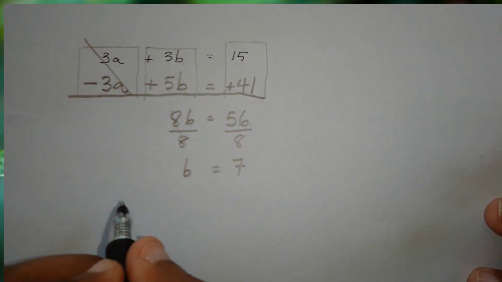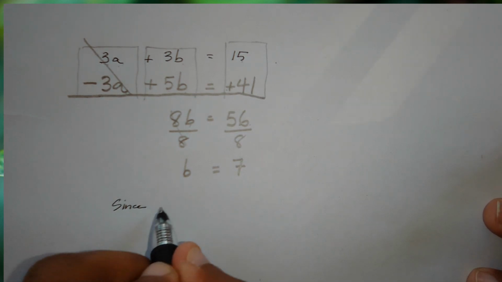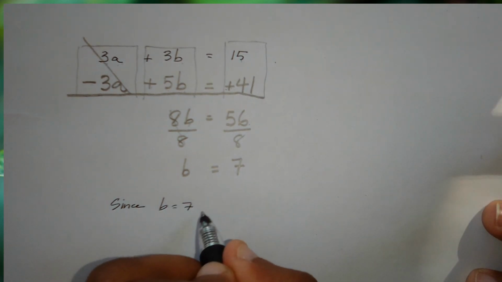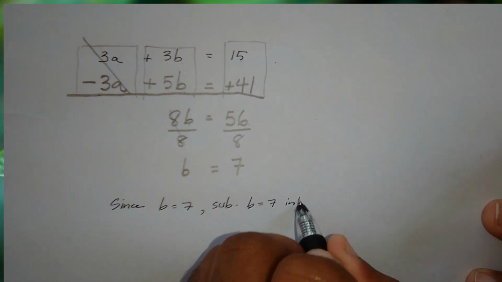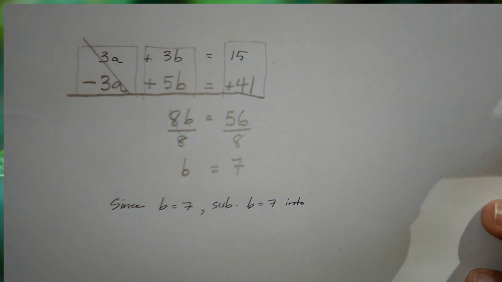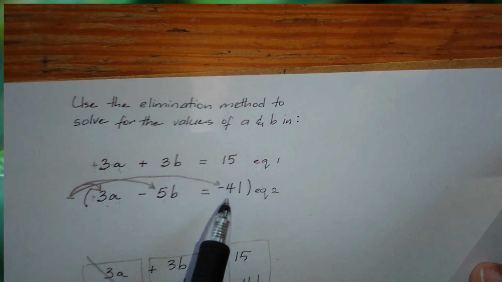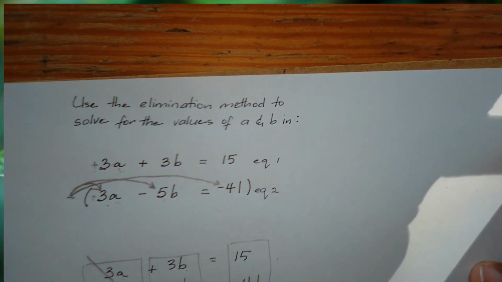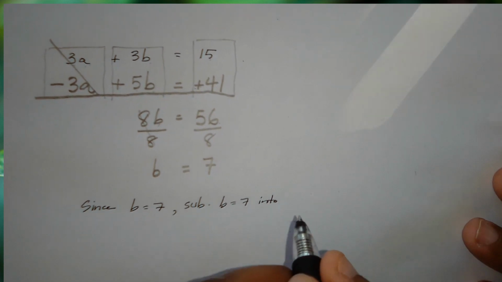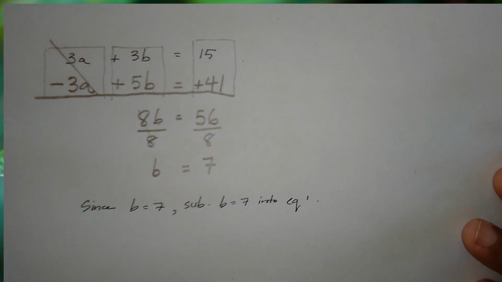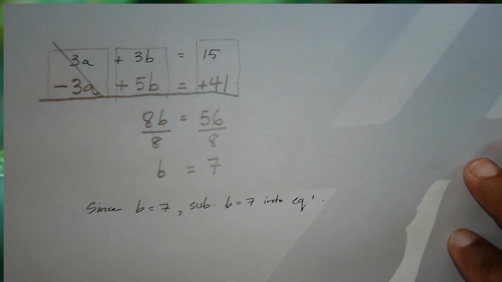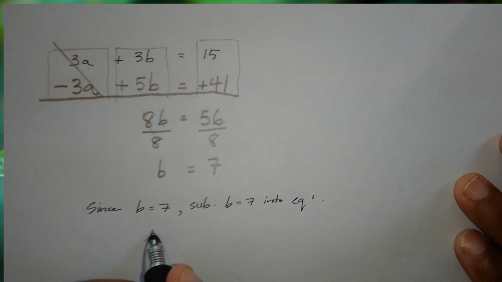And I like to say, since b is equal to 7, substitute b equals 7 into any equation. And because equation 2 has a negative in there, I'll avoid that. But it can work out. So I'll just use equation 1 because, I mean, it's easy. So I'm going to substitute it into equation 1. For your practice, you can try to substitute it into equation 2 and see what you get. So I'm going to start off with equation 1.